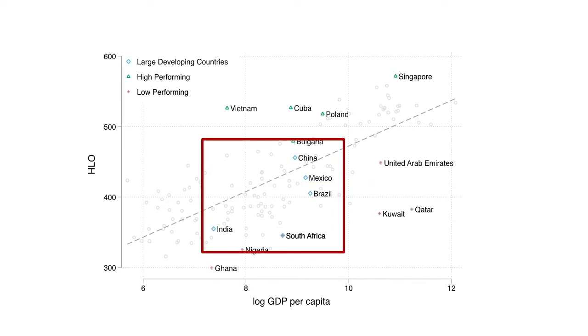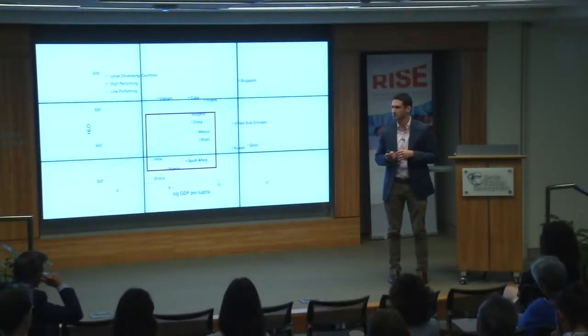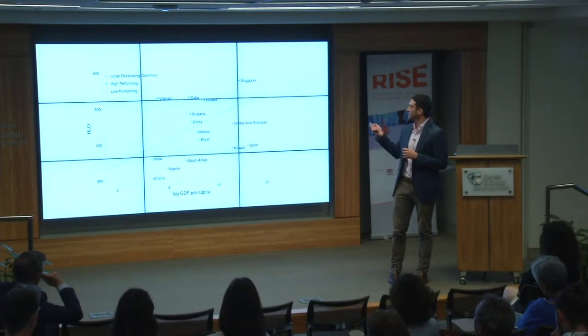And this is a select set of large developing countries. So it shows there's a distance to the frontier here. Given the wealth, there's actually scope to really improve human capital. And you don't necessarily have to be wealthy to achieve good human capital.